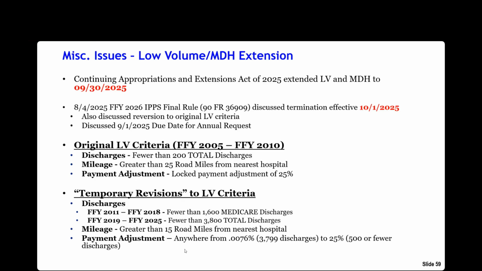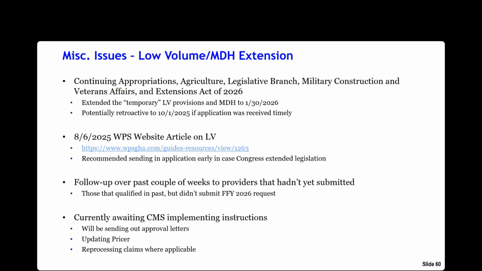The temporary revisions, and I have the detail about the older temporary revisions. For the past few years, it's been you have to have fewer than 3,800 total discharges on S-3, column 15, line 1, and you only have to be greater than 15 road miles to the nearest hospital. It's a sliding scale, anywhere from 0.0076% to 25%, depending on just how few discharges you have.